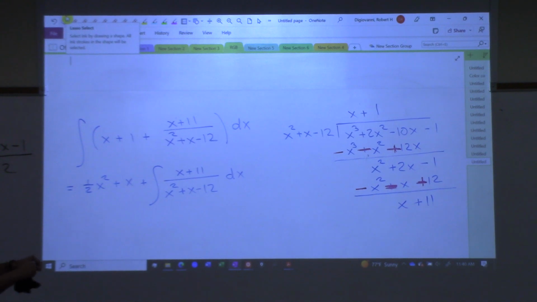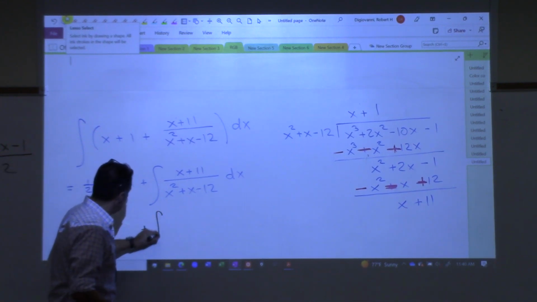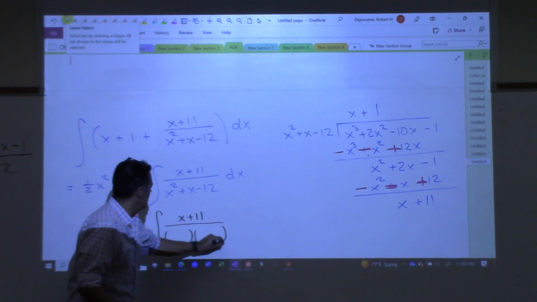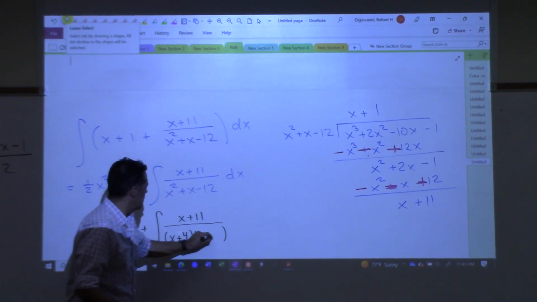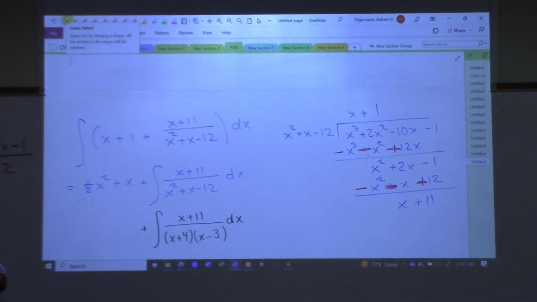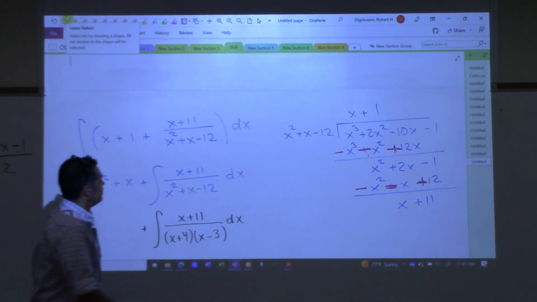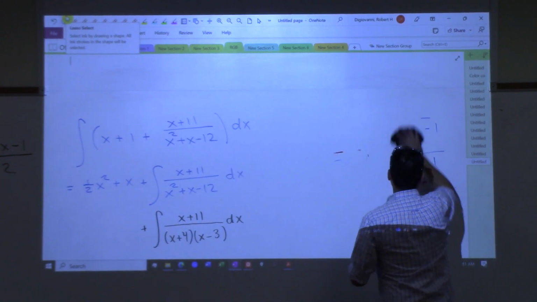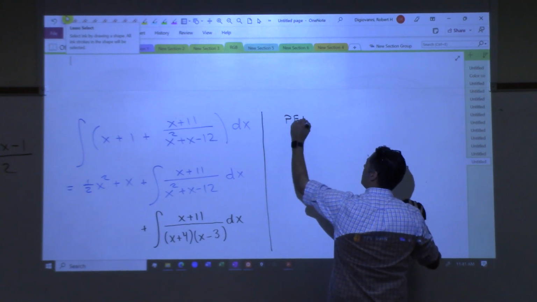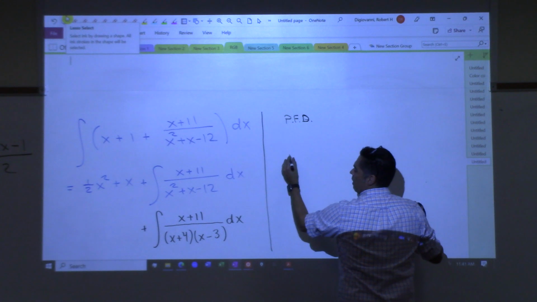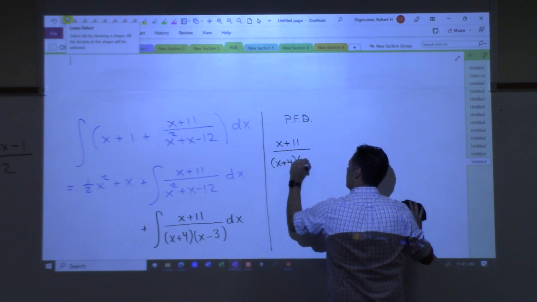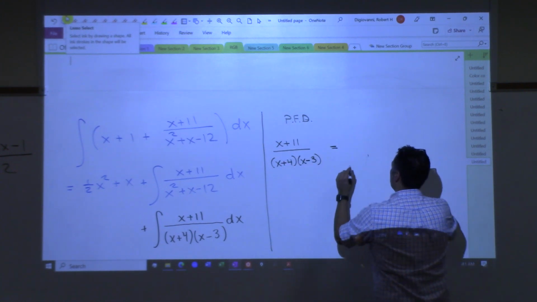All right, so now I'm going to factor the denominator. Let me continue this. So x plus 11, and then this, x plus 4 times x minus 3. And the whole purpose of that is to go to partial fractions. So now partial fraction decomposition. I write x plus 11 over x plus 4 times x minus 3. And that is going to turn into what?